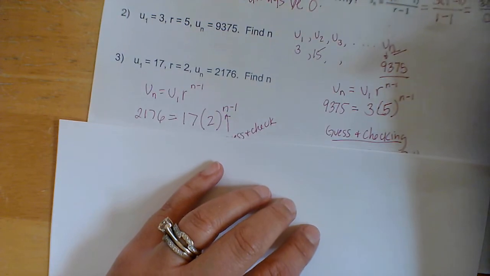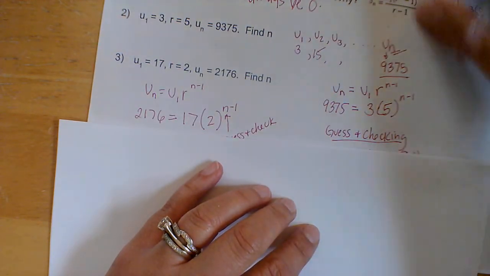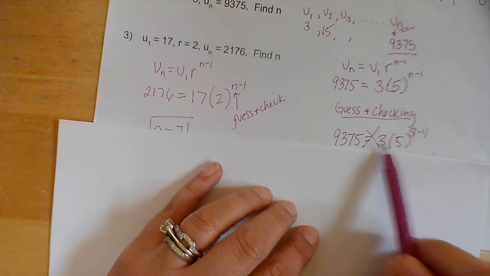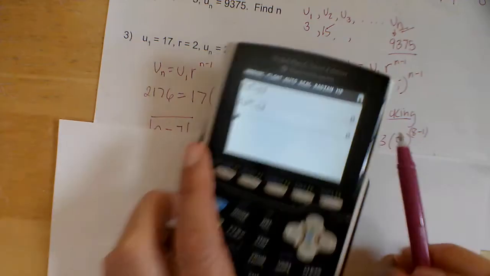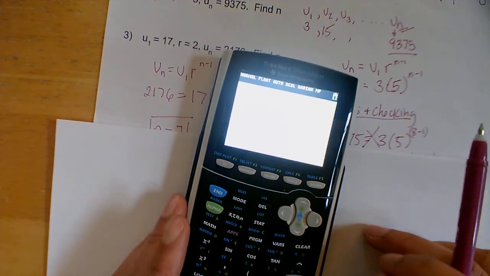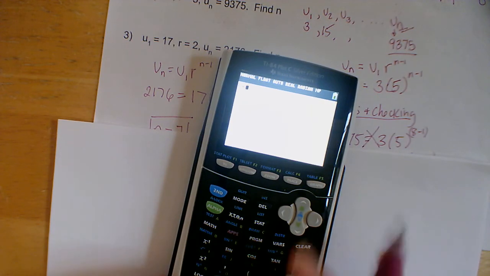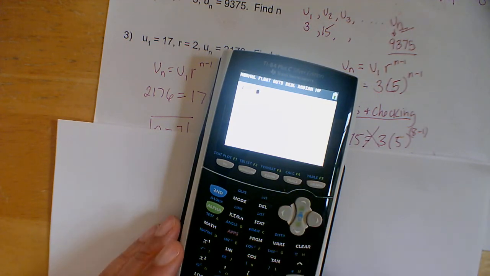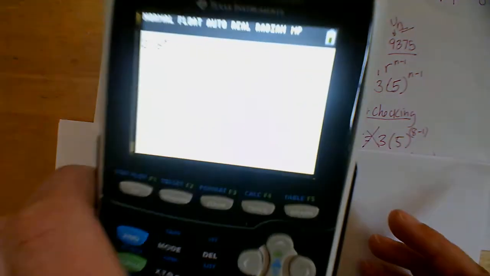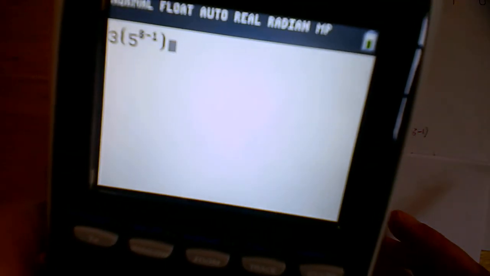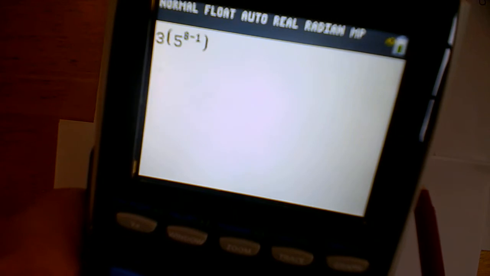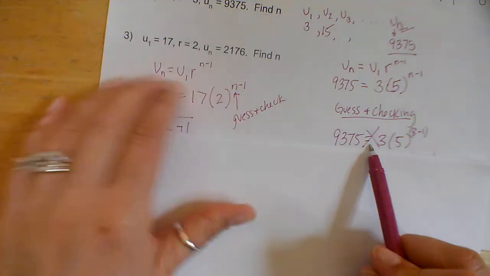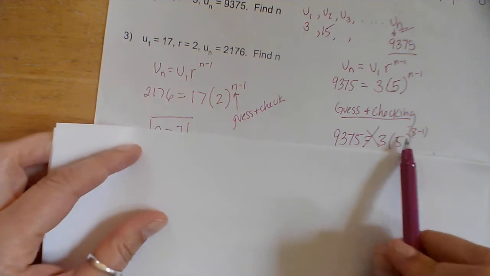The first number I guessed and checked was 8. I put it in the calculator to see if it was equal to 9,375. So I did 3 times 5 to the 8 minus 1, and I got a big number. So I said, that doesn't work. I know I'm going to have to go lower than 8.